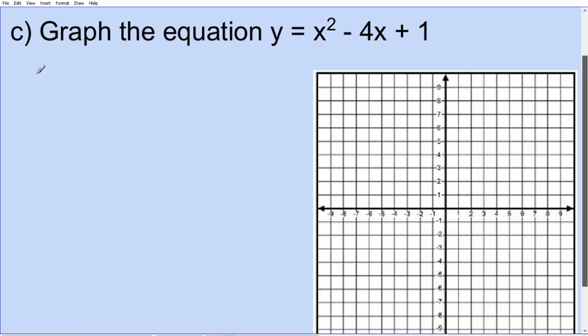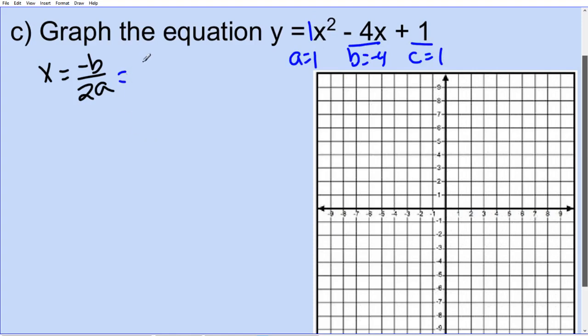So I'm going to start by finding my line of symmetry. X equals the opposite of B over 2A. My A is 1. There it is. My B is negative 4. There it is. My C is 1. There it is. So now I'm going to plug in. Opposite of negative 4 is a positive 4 over 2 times A, which is 1. So I get 4 over 2, just 2.